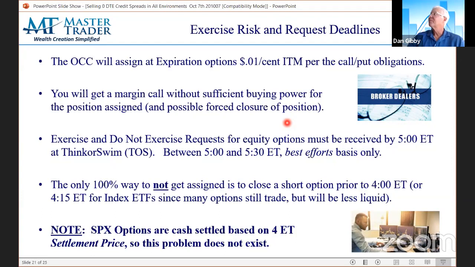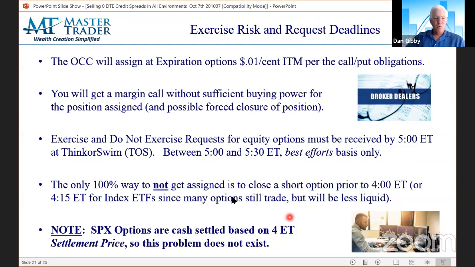Let's say Amazon here is trading at 3170, over $3,000. If you have a $10 wide spread on that, which only requires $10,000 of buying power, and it's moving around and getting close to the short strike, don't be surprised if your broker closes you out of that, because they don't want this assignment risk either.